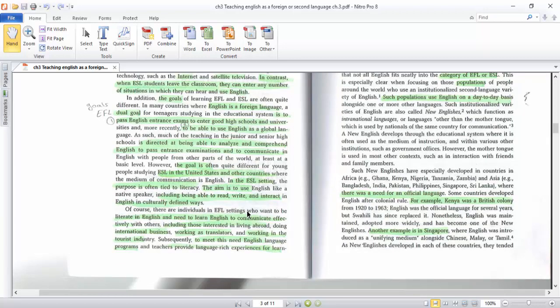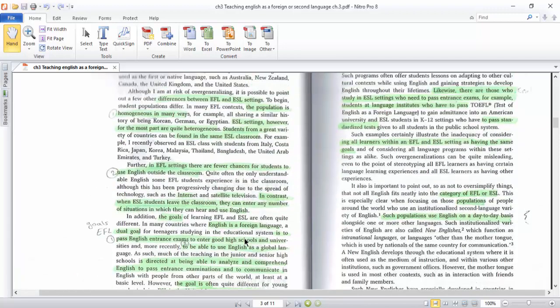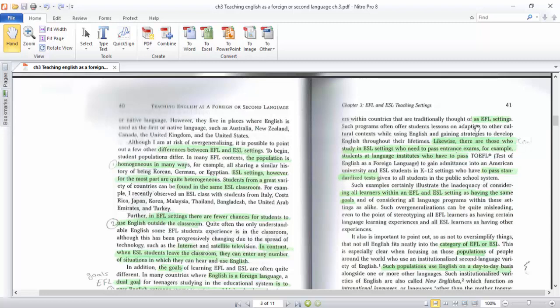We are still on the goals in EFL settings. There are individuals in EFL settings who want to be literate in English and need to learn English to communicate effectively with others, including those interested in living abroad, doing international business, working as translators, and working in the tourist industry. So we have meeting the needs of the students in order to use the English language in many different situations.